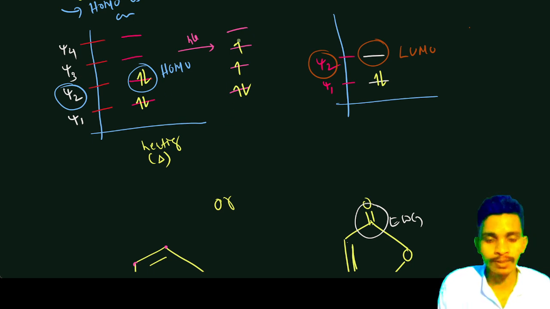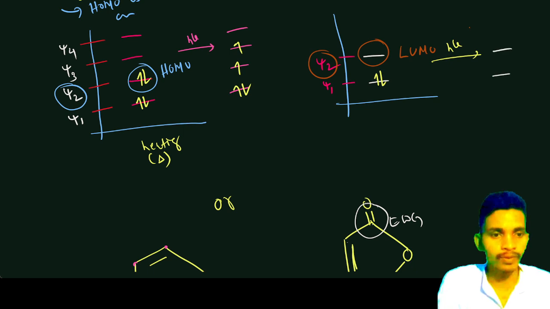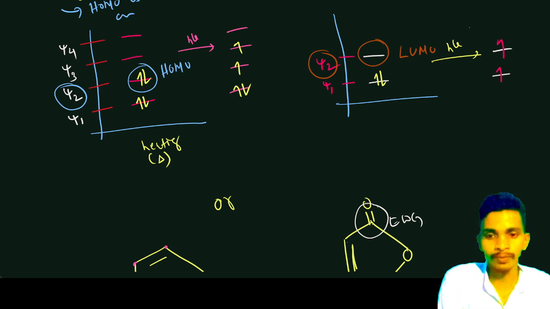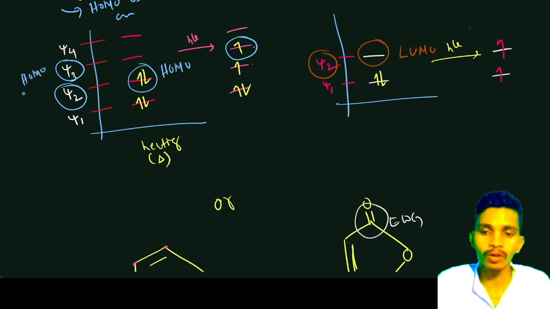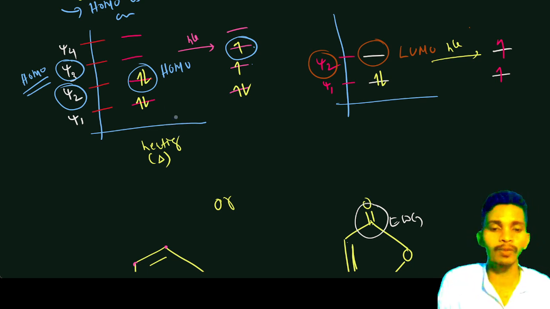So that's why I shifted it here, and here also, if I give photochemical conditions, one electron will shift to that high energy state. So here it is going to be like this. Now in this case, which is the HOMO and which is the LUMO? HOMO means highest occupied molecular orbital. This is occupied, this is occupied, but this is the highest. So in this case, psi 3 is the HOMO. On photochemical conditions, psi 3 becomes the HOMO for this diene.